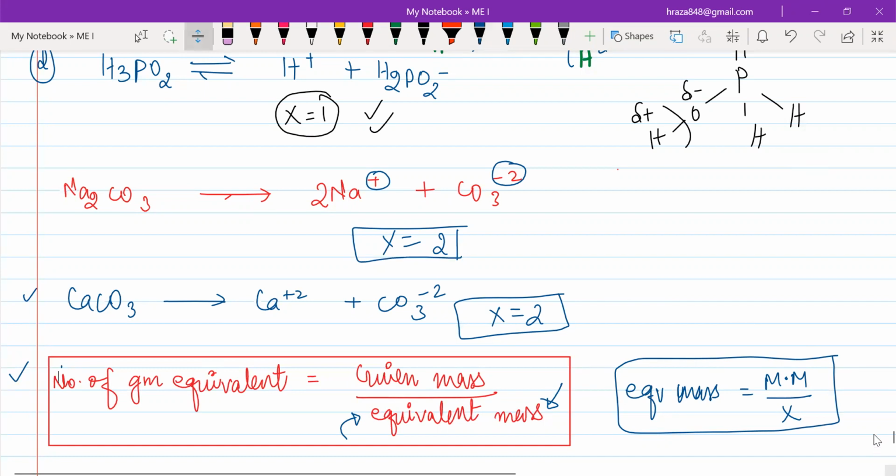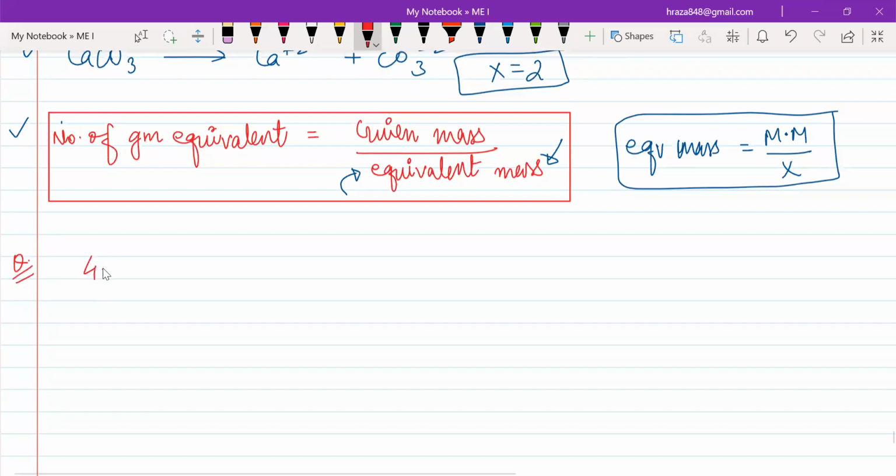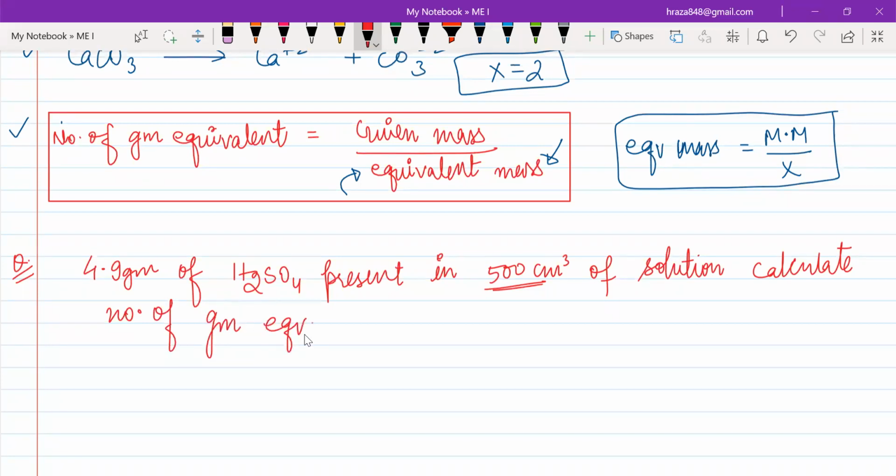Okay, I'm going to give you a question on this formula. 4.9 gram of H2SO4 present in 500 centimeter cube of solution. Calculate, actually we don't need it, but I'm going to calculate the number of gram equivalent. Please do.